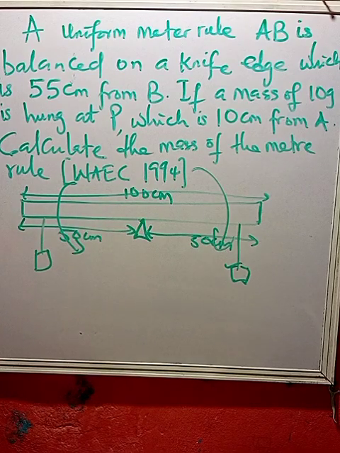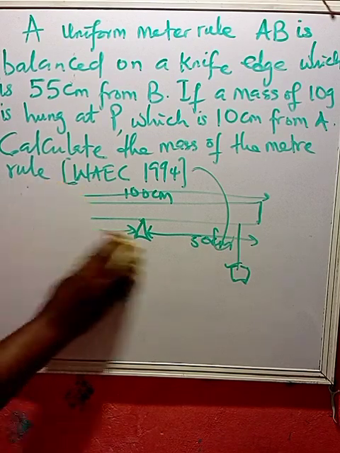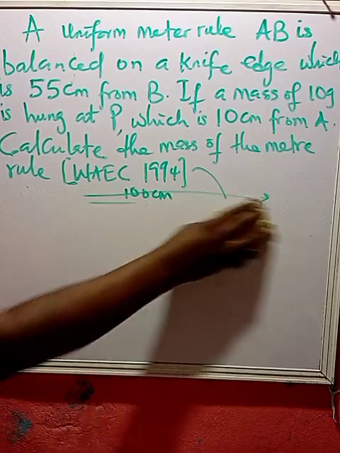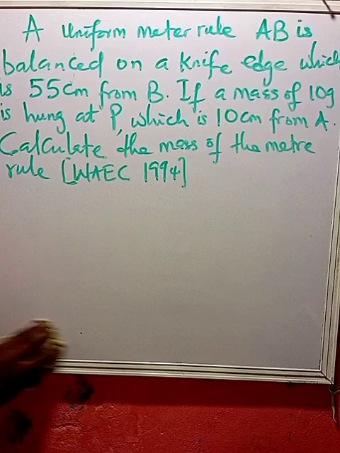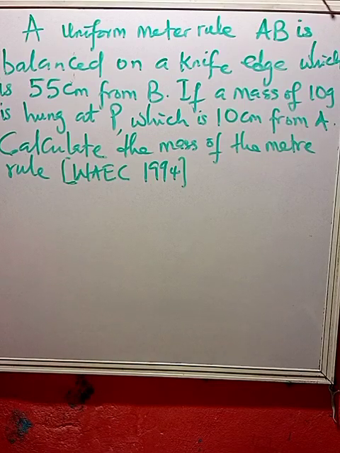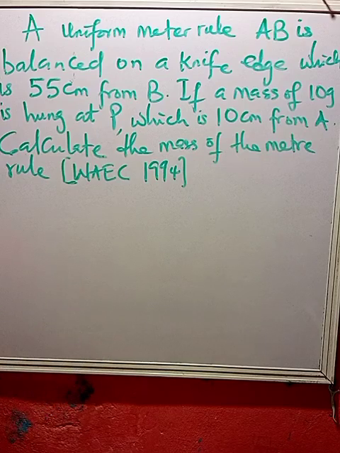Now let's go to this question. I just wanted to open up our minds to understand equilibrium of forces. The moment of a couple is when the clockwise moment is equal to the anti-clockwise moment, and the moment is also equal to force times distance, the distance of the force to the center or to the pivot support.